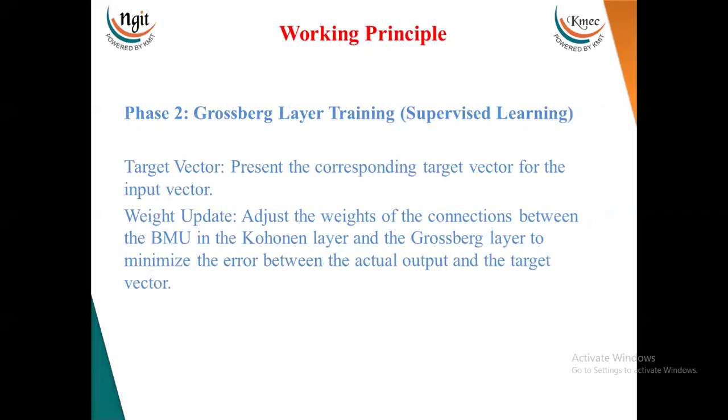The second one is Grossberg layer training, where you'll have the target vector. We'll present the target vector for the input vector. If the target vector and the output vector are the same, we'll stop here. Otherwise, I have to adjust the weight connections between the BMU, the Kohonen layer and the Grossberg layer, to minimize the error between the actual output and the target output. So this is your phase 2.